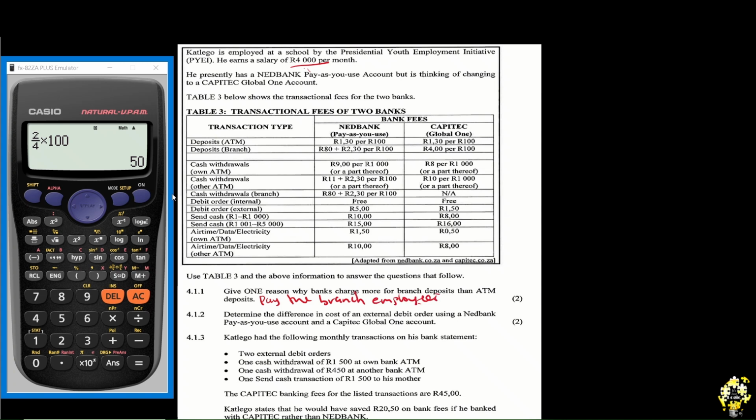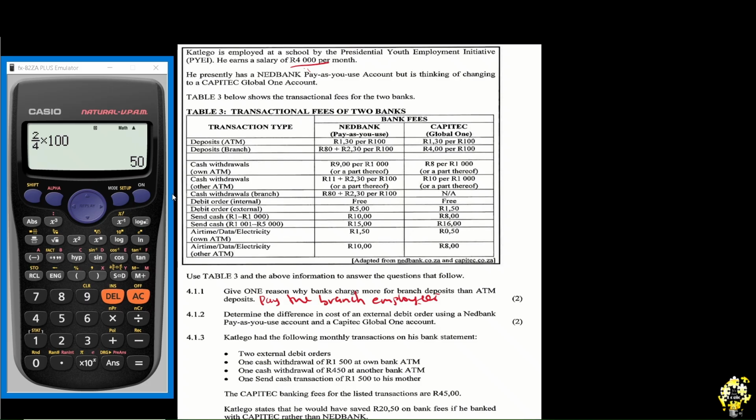And don't get me wrong, I'm not saying that if you were not doing branch deposits, they wouldn't have money to pay their employees. No, that's not what I'm saying. I'm saying they're charging you more because their employees are doing extra work for you to deposit there. Therefore, they should get extra money from you so that they can pay them. So that's how it works.